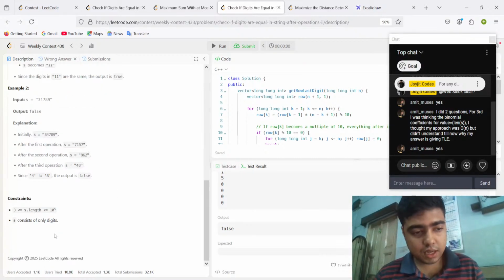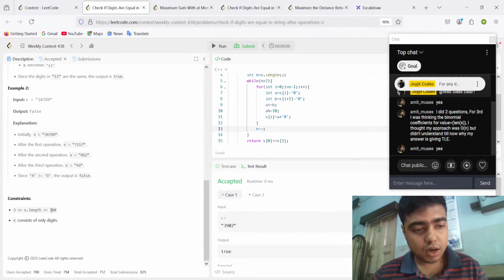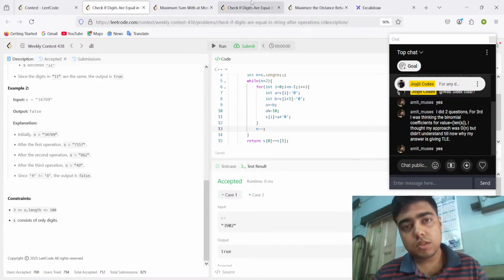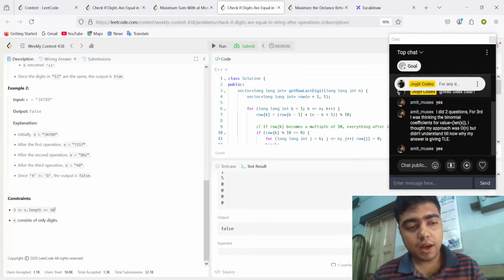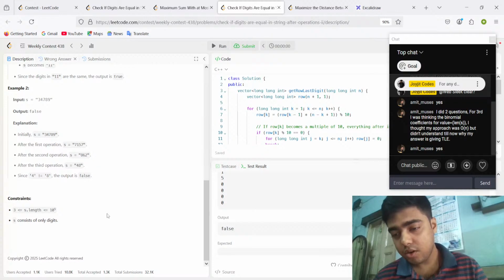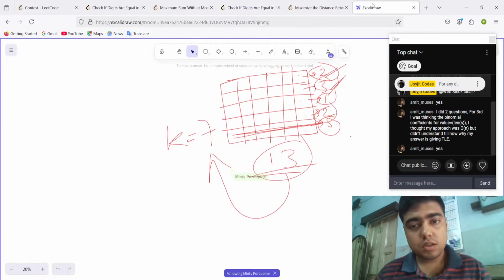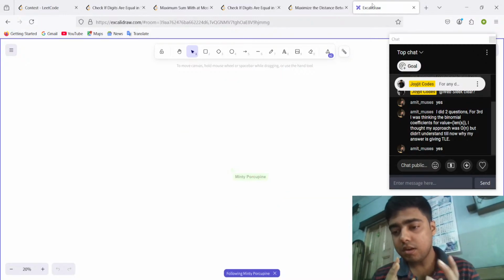The difference is that here you're given the constraint of s dot length as 10 to the power 5, but in the first case, you are given the constraint to be 100 maximum. So from here you can draw one thing very clearly: if you're having 10 to the power 5, you have to find a very efficient way to get it. You can't just loop it out every time.